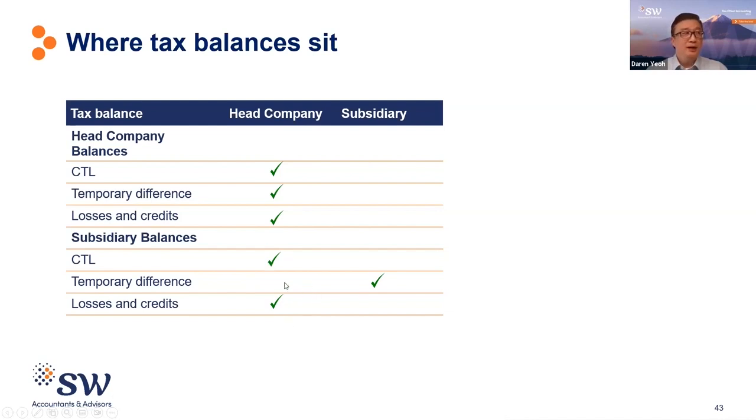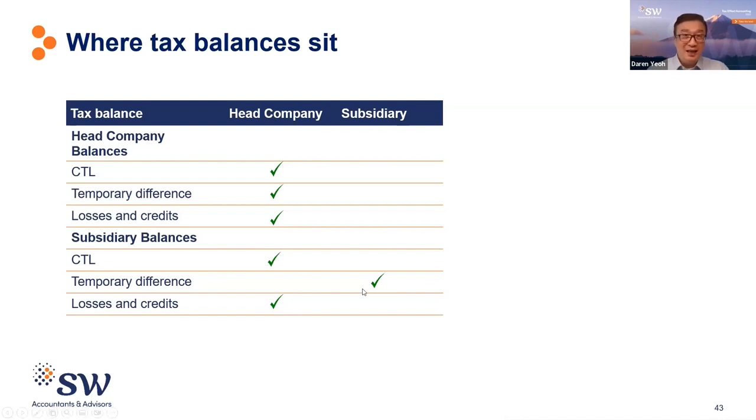The same with deferred tax asset for losses and credit. Initially, the subsidiary will recognize it in its balance sheet, but then instead it needs to be moved to the head company, as it is immediately assumed by the head company because under the tax consolidation rules, the tax losses flow immediately to the head company of the tax consolidated group.